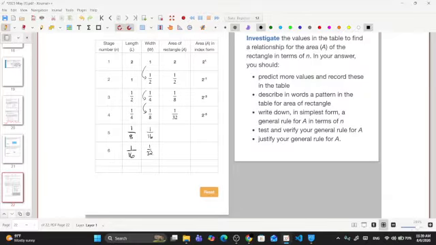The area is essentially length times width, right? So in order to find the area in stage number 5, we should do 1 over 8 multiplied by 1 over 16. So 16 times 8, I think it is 128, right? I think it is 128.